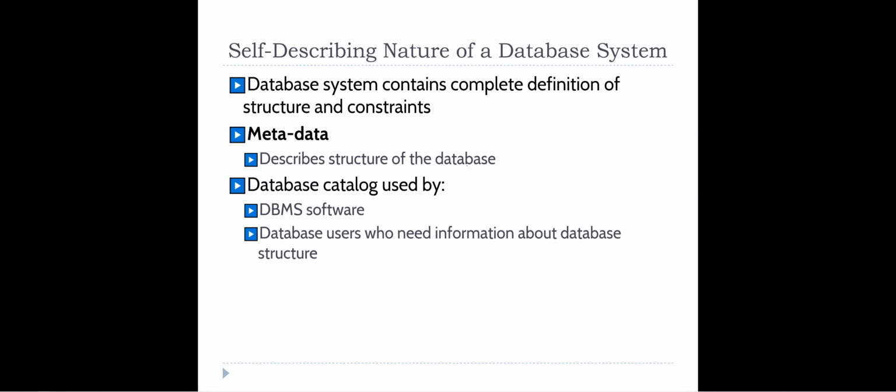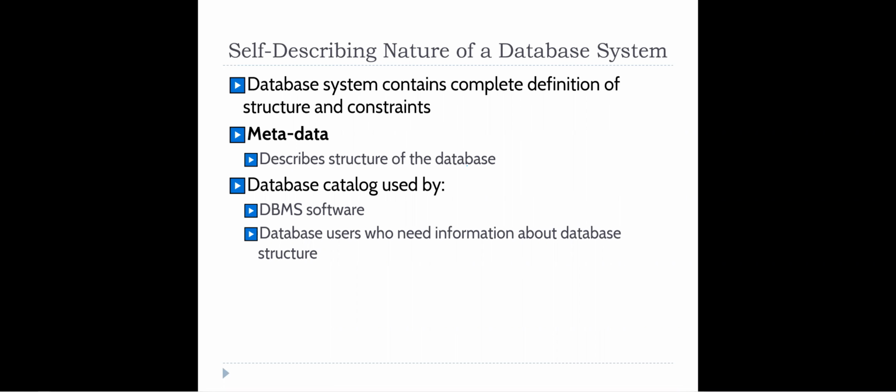The first one was the self-describing nature of the database system. The database system contains a complete definition of structure and constraints, and we talked about that before. So the database management system, not the database alone, the DBMS, has the metadata, if you remember, which will describe and put the constraints, how many characters, how many digits, and that's very useful. So metadata describes the structure of the database.